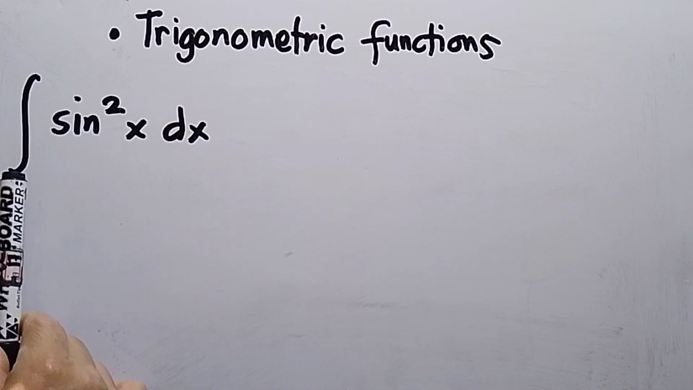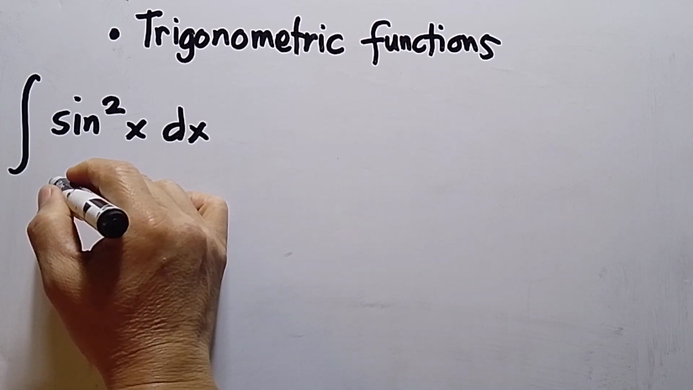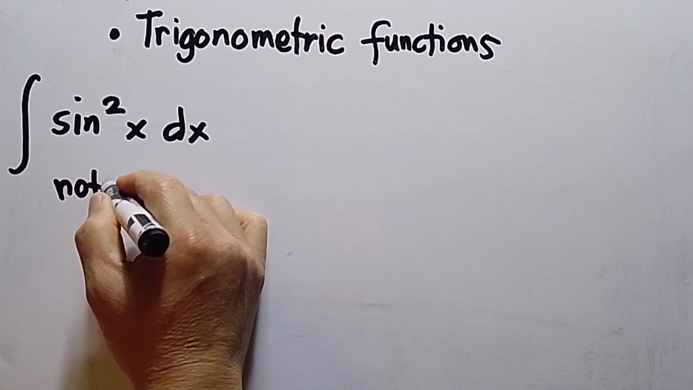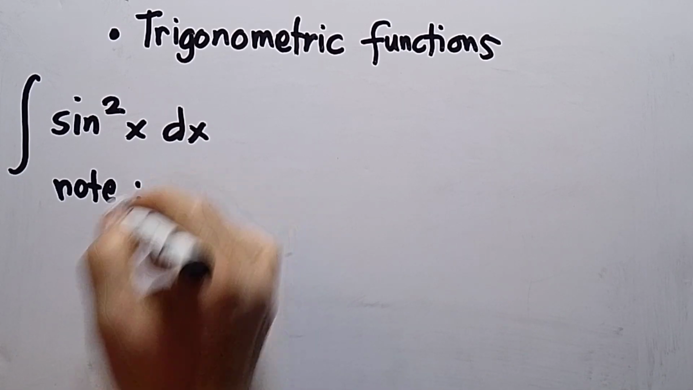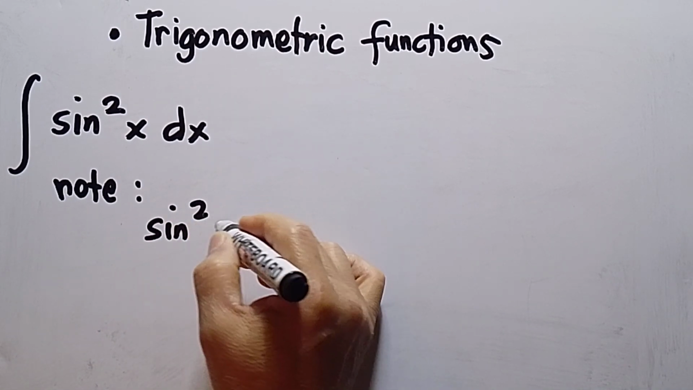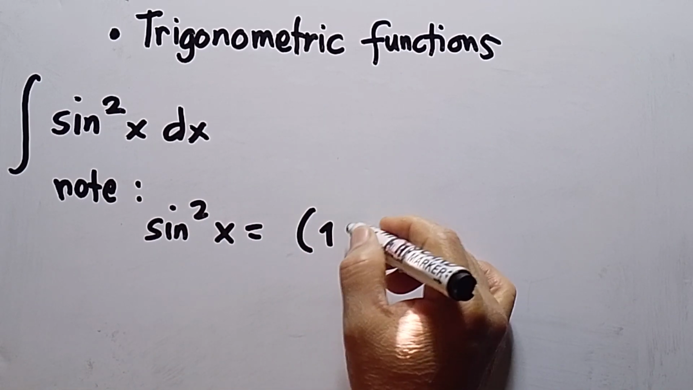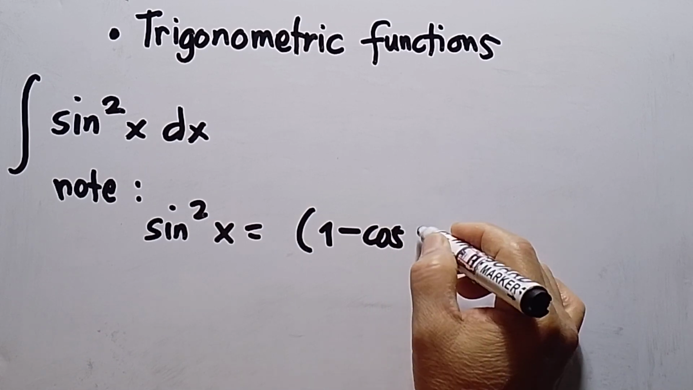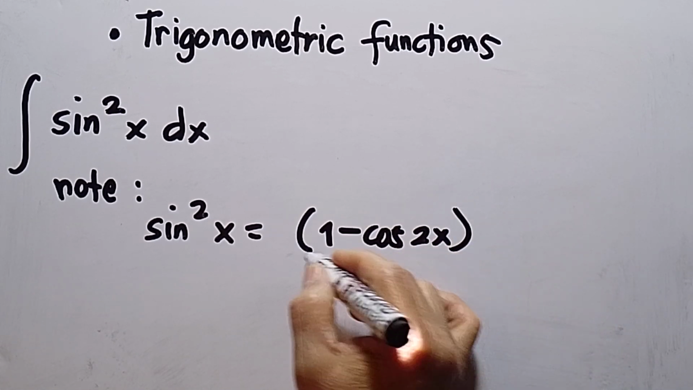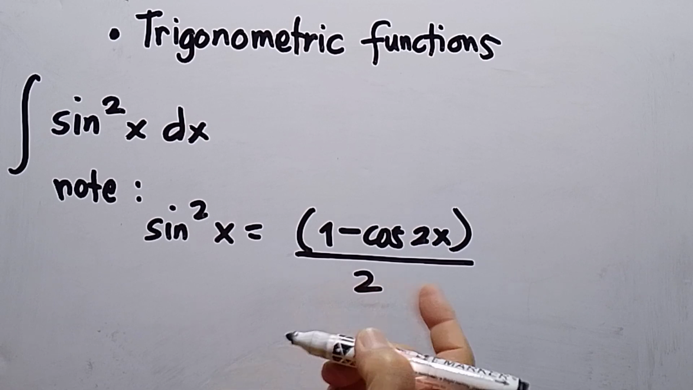So I have here the integral of sine squared x dx. We recall our trigonometric function. So we have sine squared x is equal to the half angle, which is 1 minus cosine 2x over 2. Okay? Then we will replace sine squared x by 1 minus cosine 2x over 2.